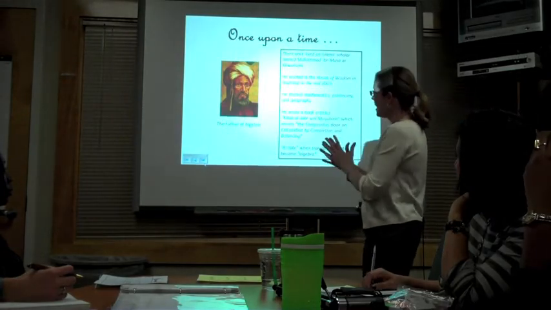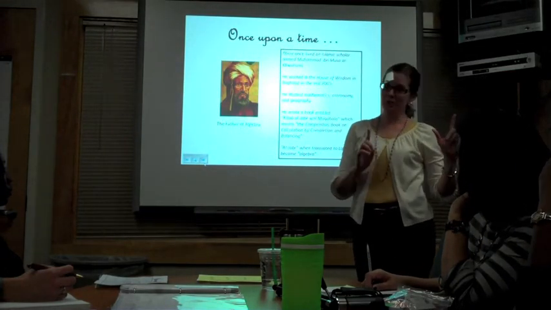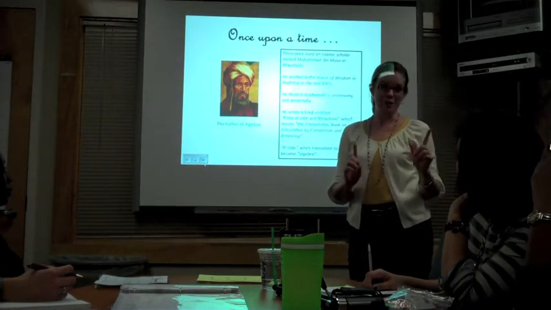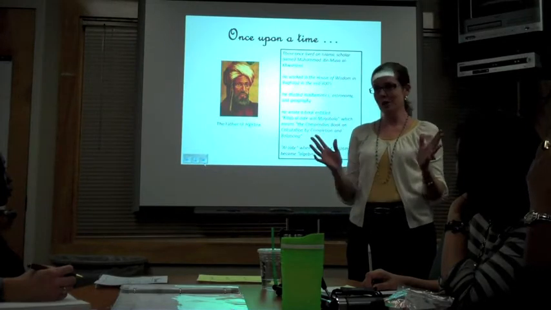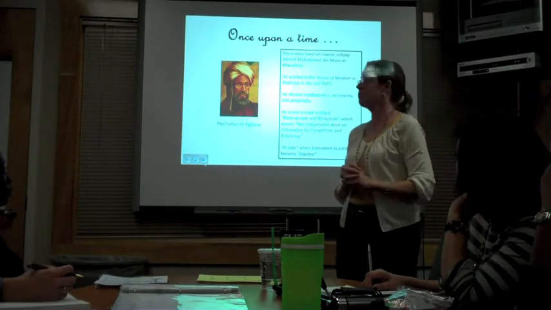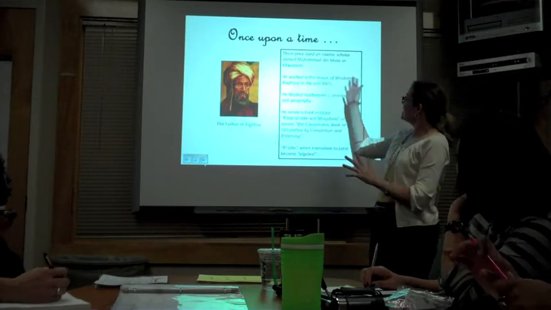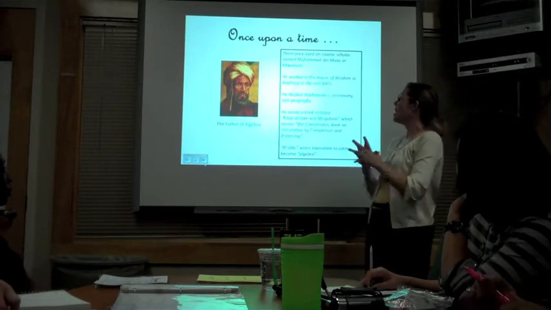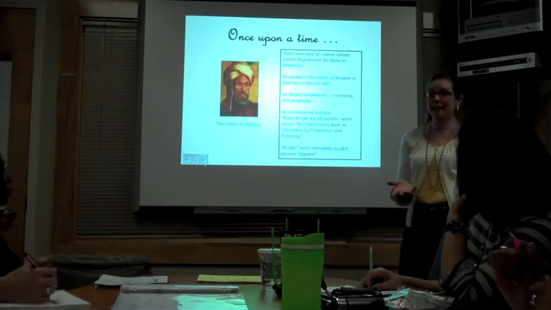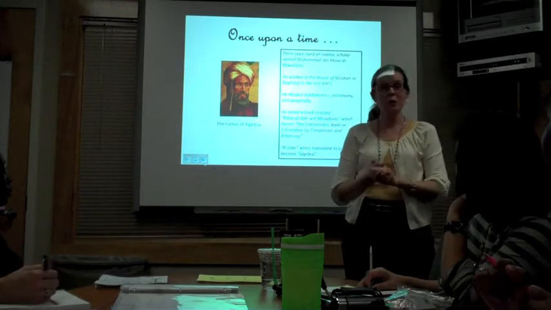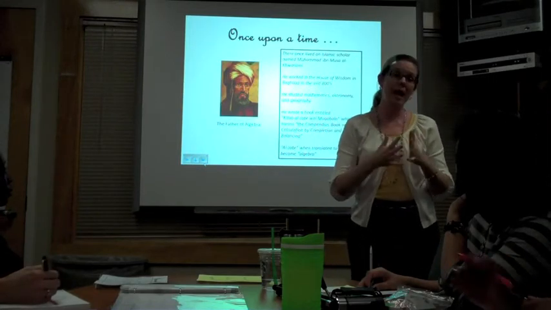So once upon a time, and I did ask if any of the students spoke Arabic so that they could correct me if I said his name wrong, but no one did, so we agreed that I was saying it right. There once lived an Islamic scholar named Muhammad ibn Musa al-Khwarizmi, and he worked in the House of Wisdom in the 800s in Baghdad.